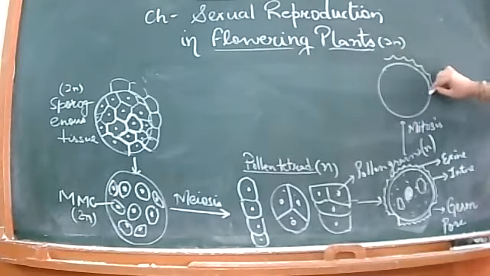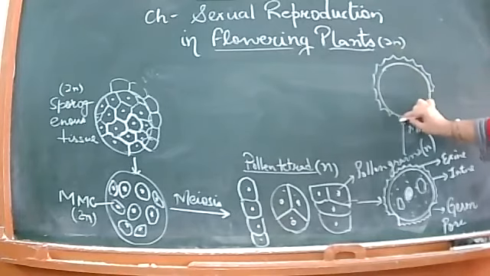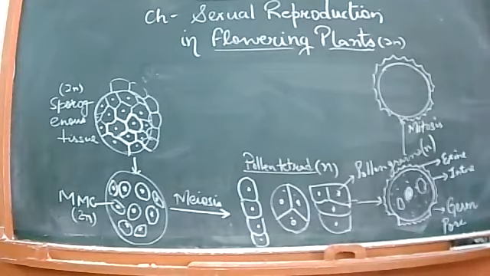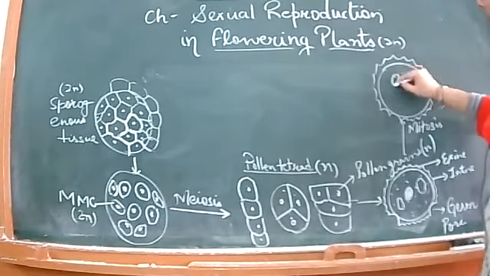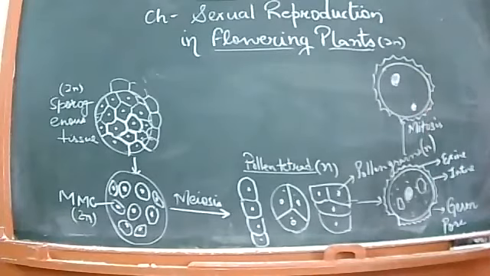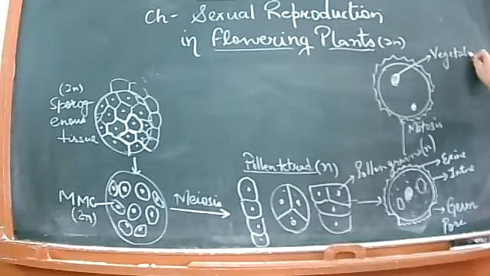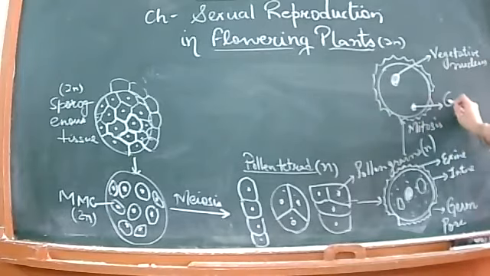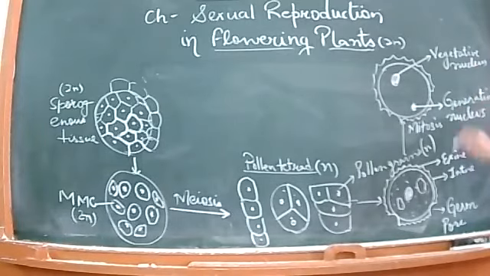ऐसे ही वो स्ट्रक्चर है, exine and intine, all that, germ pores and everything is present. ठीक है, like this. And the nucleus that divides, forming a big vegetative nucleus and a small generative nucleus, right? So this nucleus is called the vegetative nucleus, and this one is called the generative nucleus. After the first division in a pollen grain, the two nuclei formed are the vegetative nucleus and the generative nucleus.